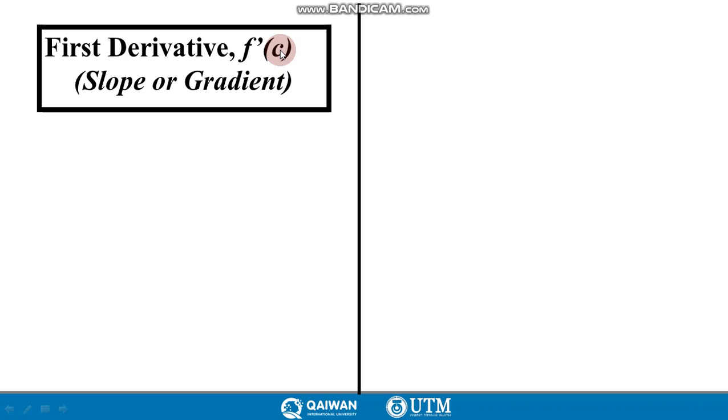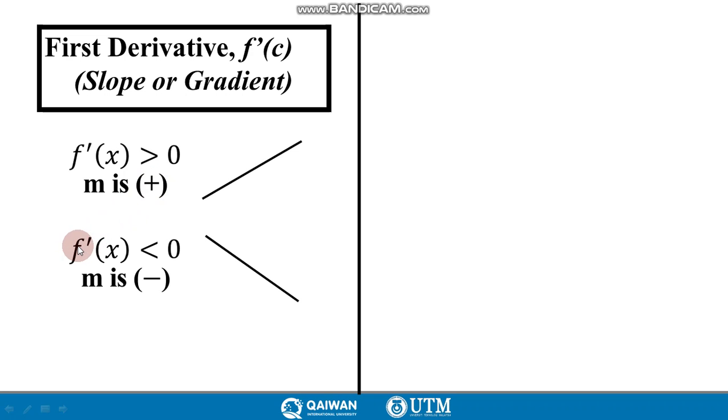We have the first derivative for slope or gradient. If the first derivative is greater than 0, then the gradient or slope is positive, and the graph is like this. It's increasing. As we talked about before, if the first derivative is greater than 0 on an interval, then the graph is increasing, and also the gradient or slope is positive.